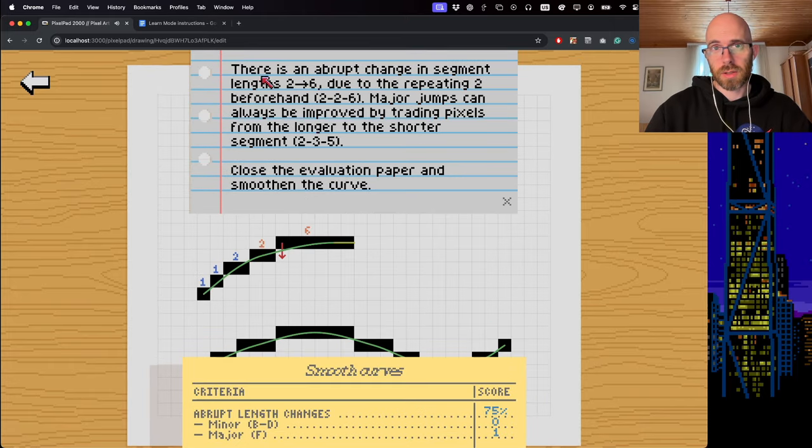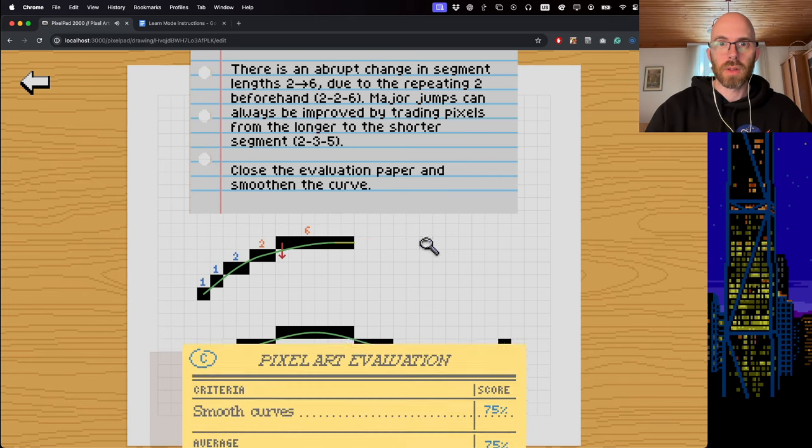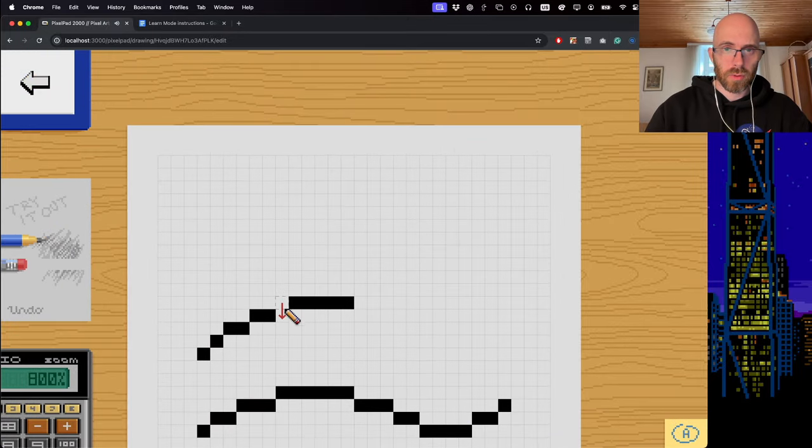And it explains that there is an abrupt change in segment lengths going from 2 to 6. Due to the repeating 2 beforehand, so we have 2, 2, 6, these 2 repeats, and this is a major jump that can always be improved by trading pixels from the longer to the shorter segment. So from this 6, we can trade it to the 2, and then it'll become 2, 3, 5, right? So very, very straightforward. We move this one down, and we fixed it, so there's no jump anymore. Let's do this one as well.